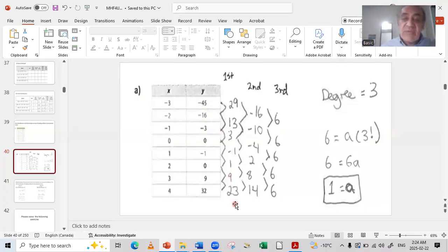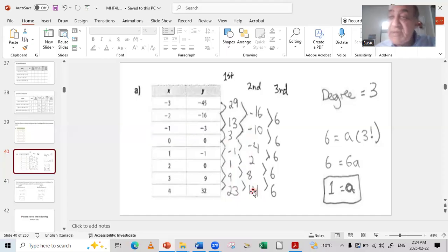Then again, we'll take these numbers and play the same game. So 13 minus 29 will be minus 16. 3 minus 13 will be minus 10. Minus 1 minus 3 will be minus 4. 1 minus minus 1, minus minus will be positive, so 1 plus 1 will be 2. 9 minus 1 will give me 8. 23 minus 9 will give me 14. This is the second degree.